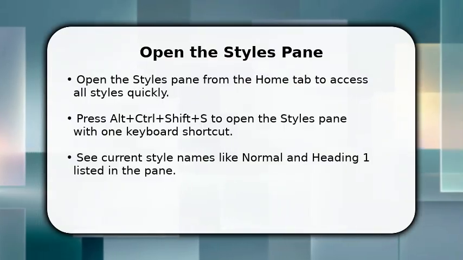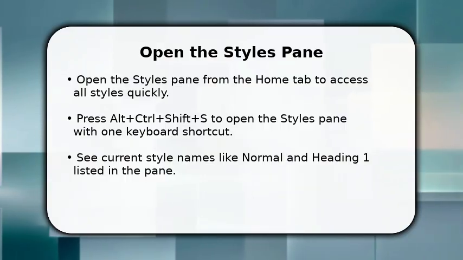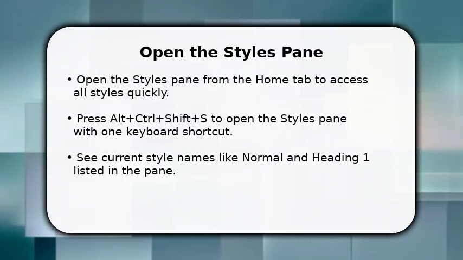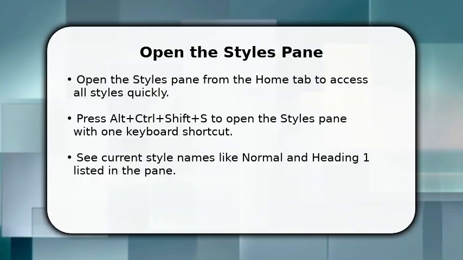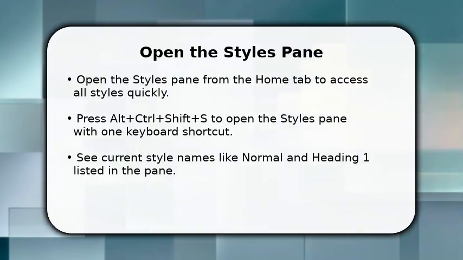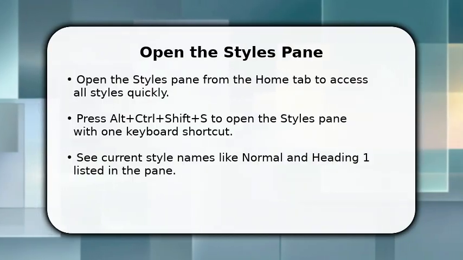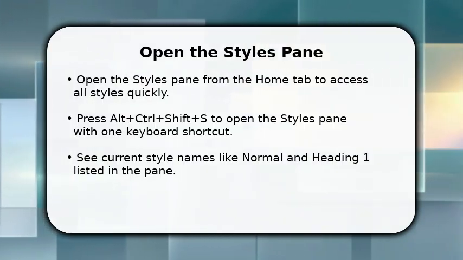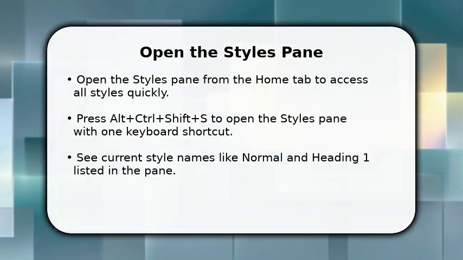Open the Styles pane to access the single reliable way to change styles. Click the Home tab and look to the right side. Click the small Styles pane launcher icon to open it, or press Alt plus Control plus Shift plus S as a keyboard shortcut. The pane lists every style used in your document.